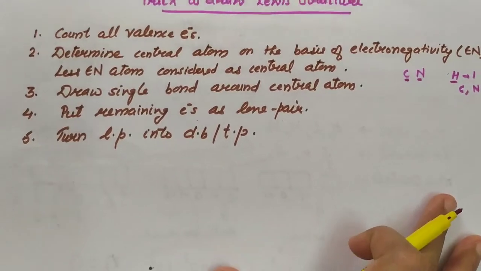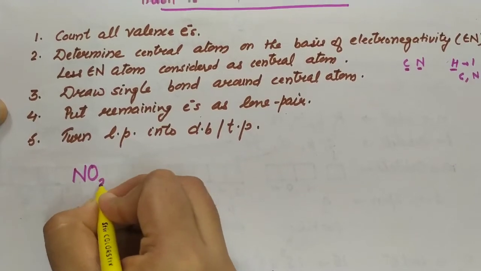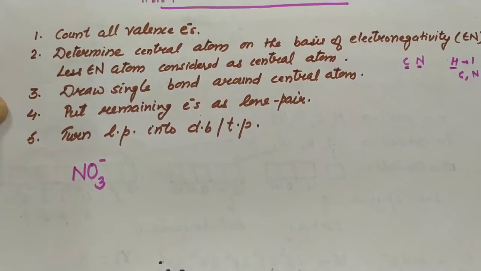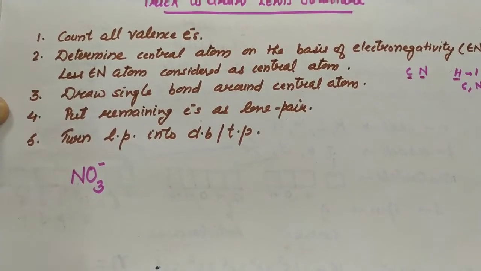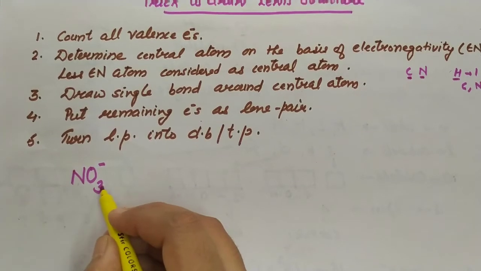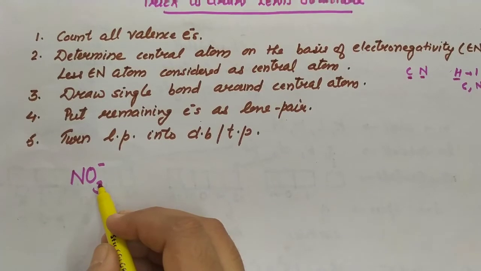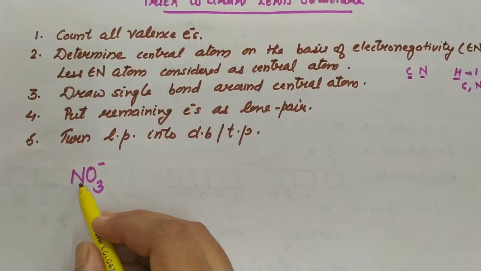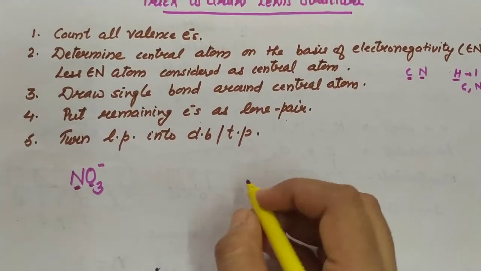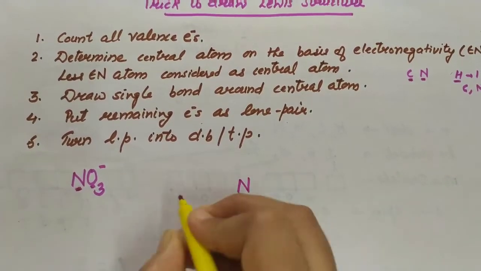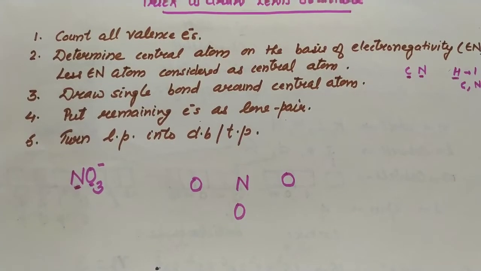So I am taking one example. For example, I am taking NO3 minus, and we have to draw the Lewis dot structure of NO3 minus. For this, we have nitrogen and oxygen. In this case, nitrogen is less electronegative in comparison to oxygen. So we take nitrogen as the central atom, with oxygen, oxygen and oxygen around it. Firstly, write this.